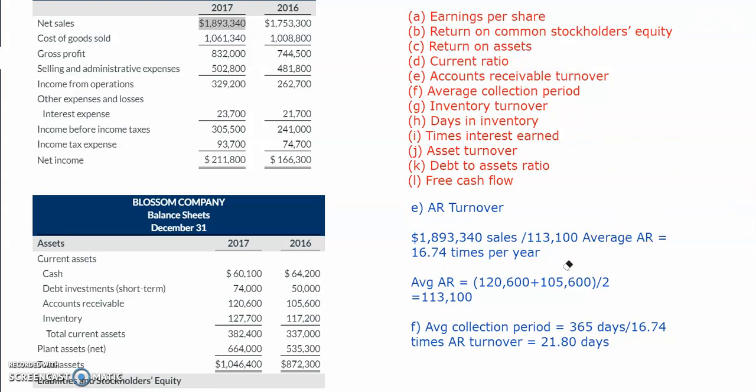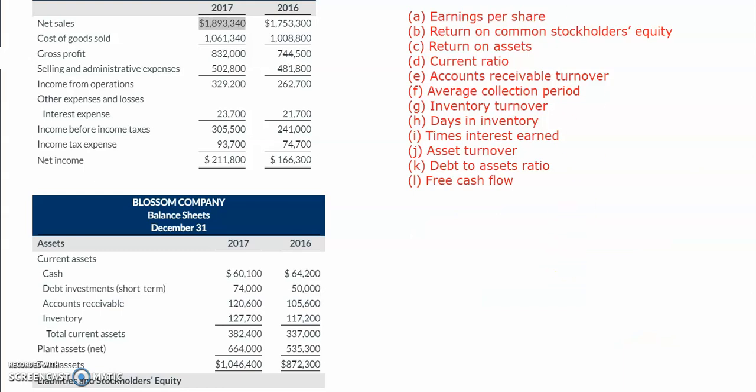Okay. Next, we're going to be looking at part G, which will be our inventory turnover. And for inventory turnover, we're going to look at our cost of goods sold, which is 1,061,340 divided by our average inventory. So we're going to compute the average inventory the same way. So when you do the math, you should end up with 122,450, and our inventory turnover should be 8.67 times.